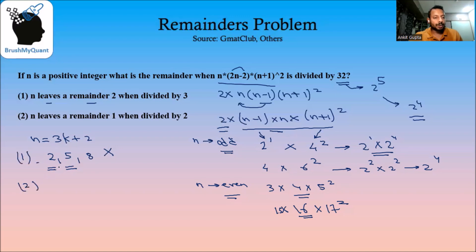Similarly, if we take statement number 2, n leaves a remainder of 1 when divided by 2. That means n can be written as 2t plus 1. Now, since it is 2t plus 1, that means n for sure is an odd number, and possible values of n are 1, 3, 5, and so on. And we know that in all the cases when n is odd, this entire expression will actually be divisible by 2 raised to 4. So that means statement 2 alone is sufficient to answer the problem, and our answer will be nothing but option number B.